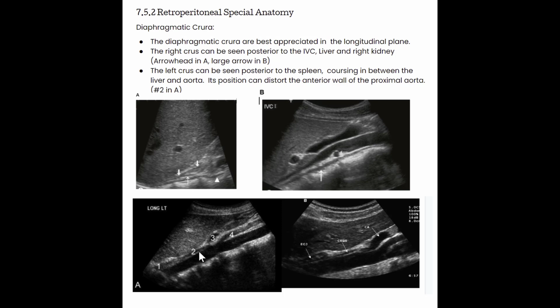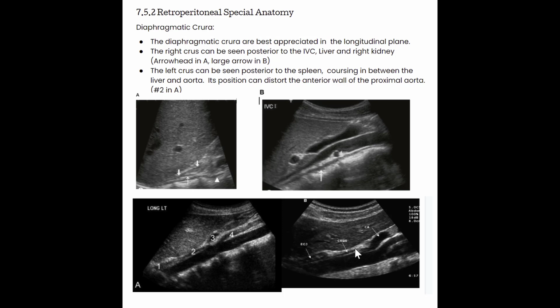I really like to point out this structure because a lot of new students will see the crus and be confused about what's aortic wall versus what's not, or might think something is wrong with it. So the diaphragmatic crus runs in between the liver and the aorta, and it runs right along the aorta wall, quite often kind of distorting the appearance of the wall in this area. The hypoechoic area labeled number 2 is the left diaphragmatic crus.